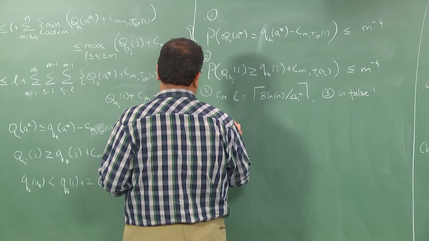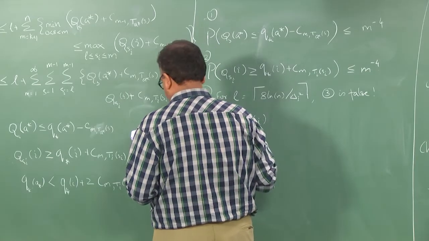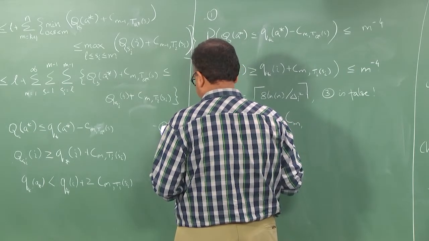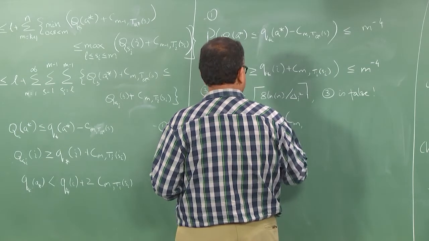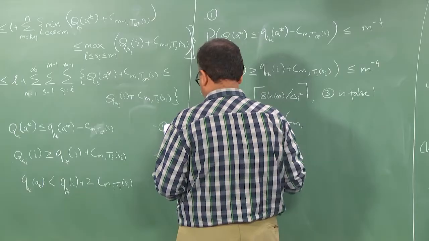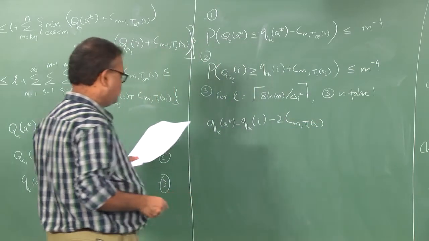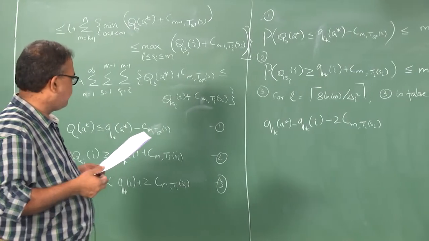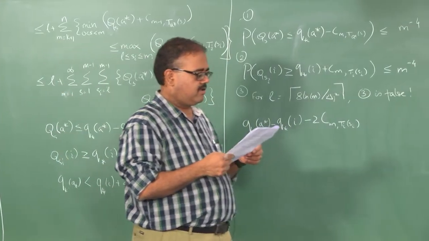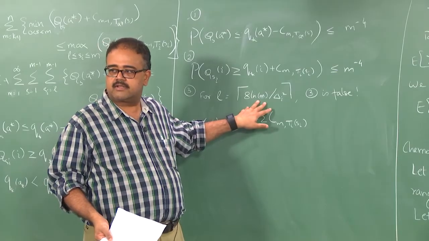We have Q star A star minus Q star I minus 2 C M. Okay. Right. So essentially I am saying that my T_I(s_I) is at least this much. So that is what this means.